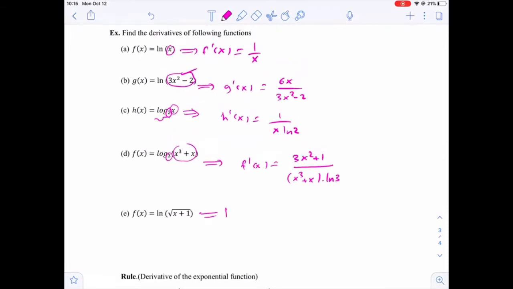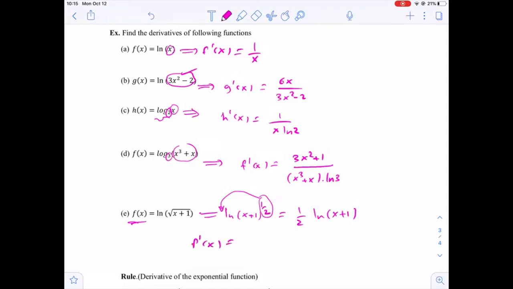Here, for this problem, it's better to write the square root function as (x plus 1) raised to the power 1/2. And then we know that one of the properties of logs is that we can bring the power here. It becomes 1/2 natural log of x plus 1. This is the function f.